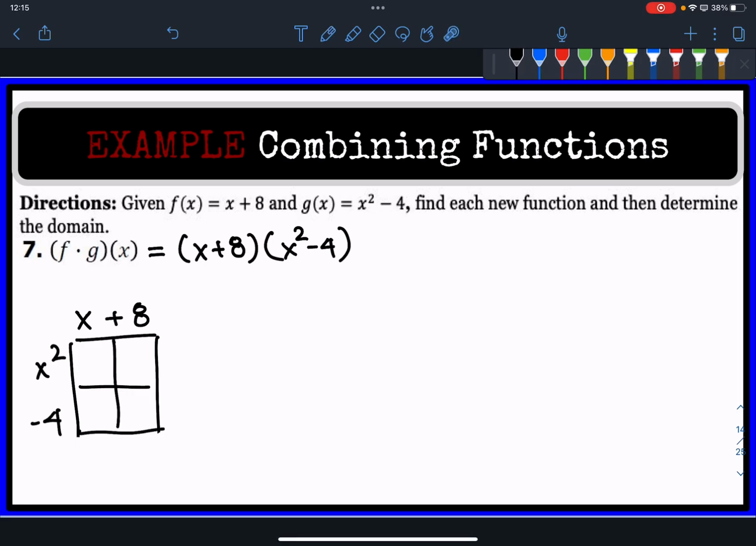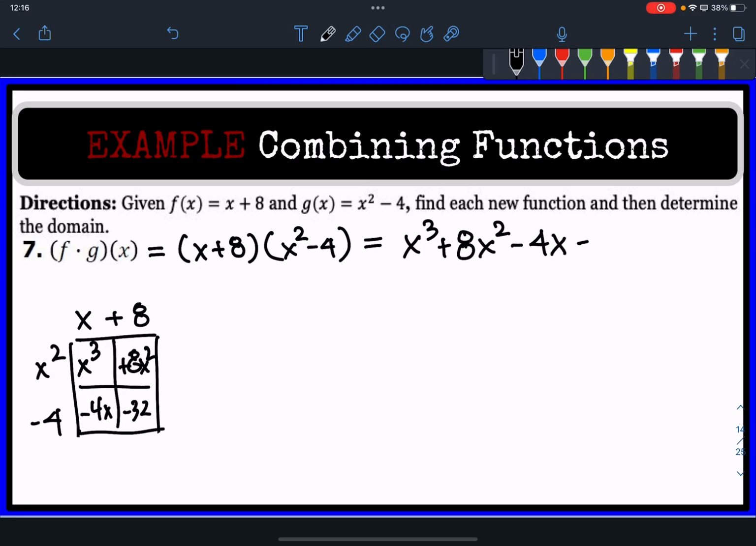I multiply first these two things by x squared. So I'll be x to the third plus 8x to the second power. And then I multiply these two things by negative 4. So negative 4x and negative 32. Again, there are no like terms. So our answer is x to the third power plus 8x to the second minus 4x minus 32.